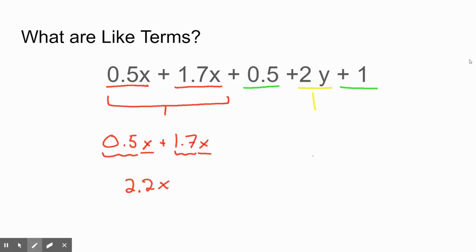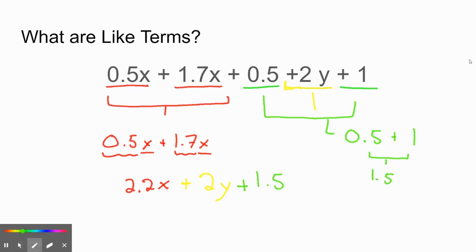Our y, we only have one term of. So we're going to keep the operation in front of the y, and we're just going to add it to our expression. Finally, we have these last two terms. Neither of these have variables, but we're still going to add them, or sometimes subtract, in this case add these together. 0.5 plus 1 is going to give us 1.5, so we can add that to the end.